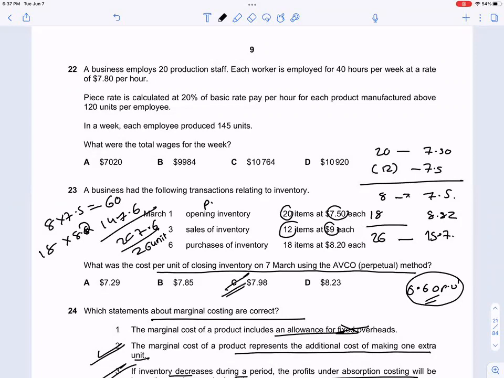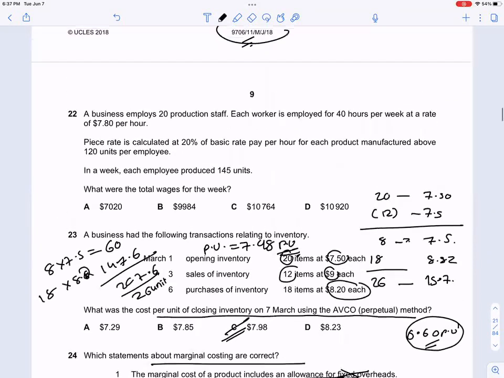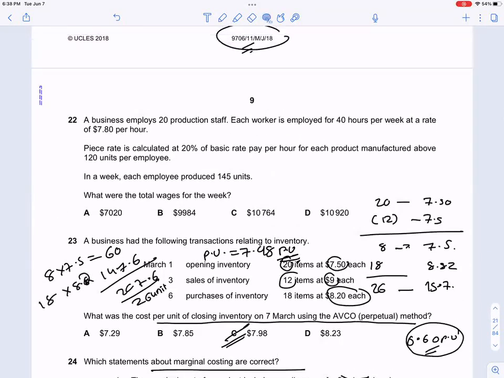So wait, I'll also do 8 into 7.5 plus 18 into 8.2. That is 8.82 or 8.2? 8.2. 7.98. Yeah, 7.98. Okay. Let's do the 22nd one.